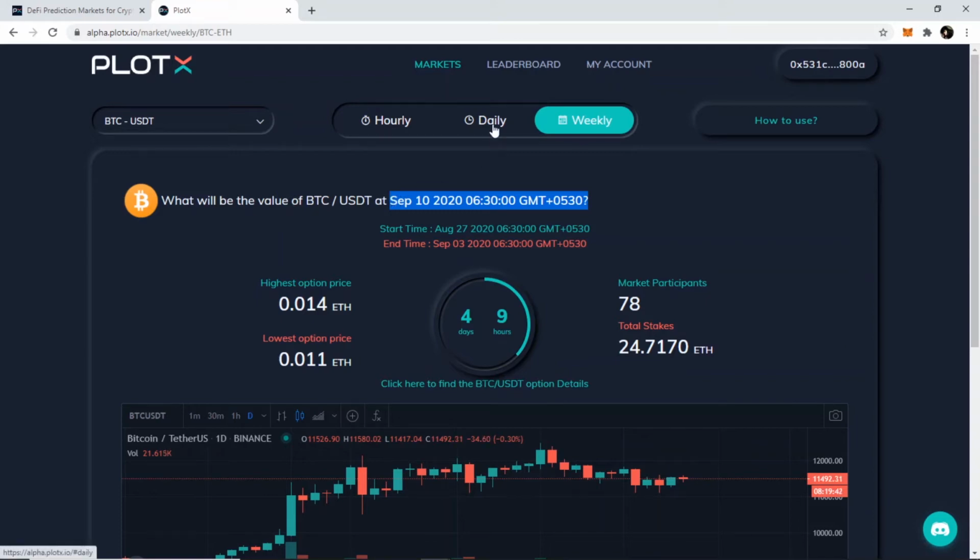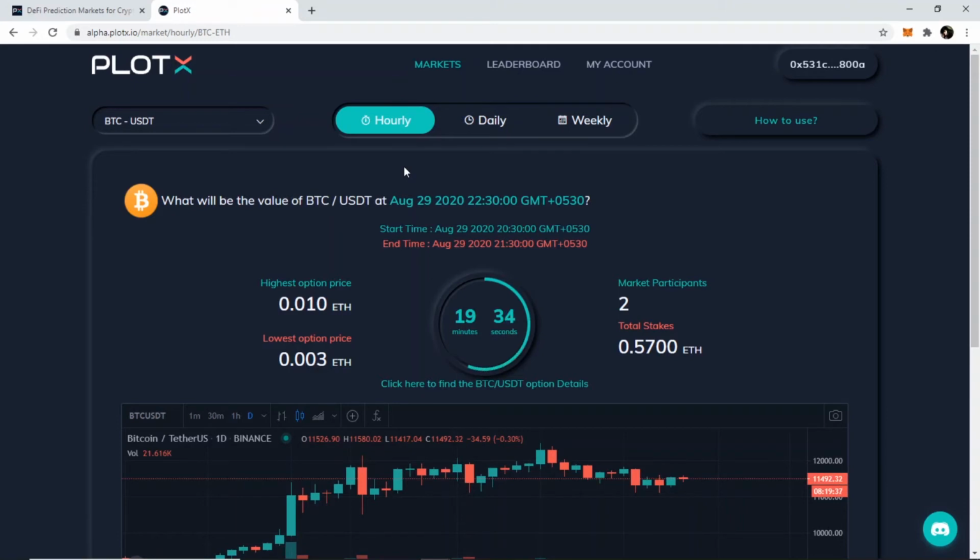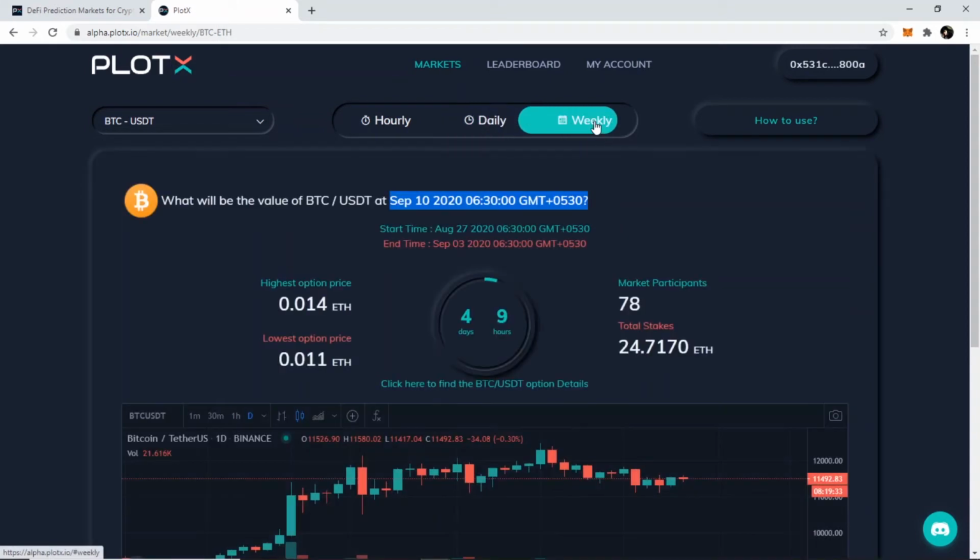That too automatically. This happens across the board, that is on daily markets and hourly markets as well. Hence, in a day, we have 24 hourly markets. In a week, we have 7 daily markets, and in a year, we have 52 weekly markets, right?